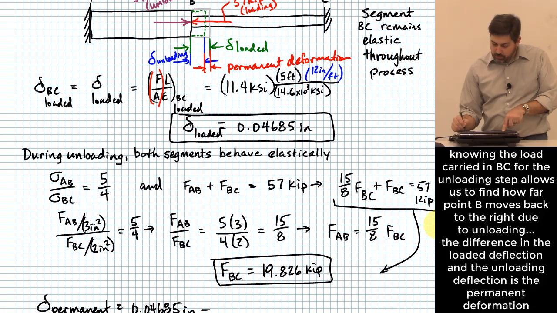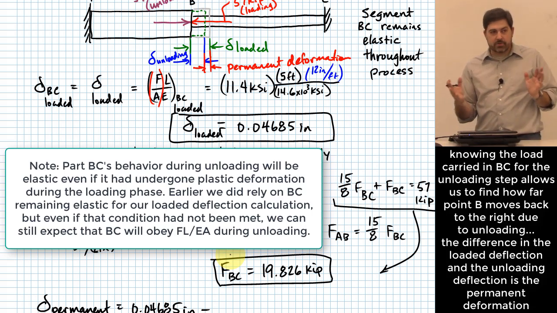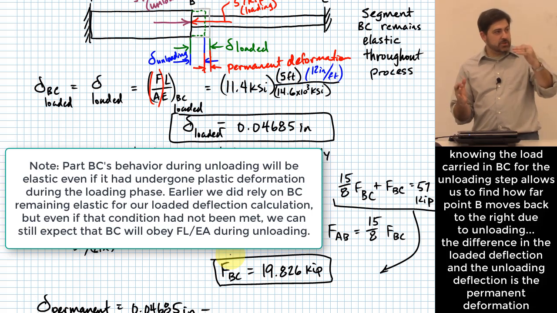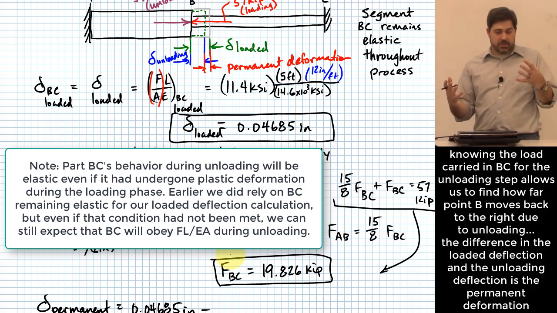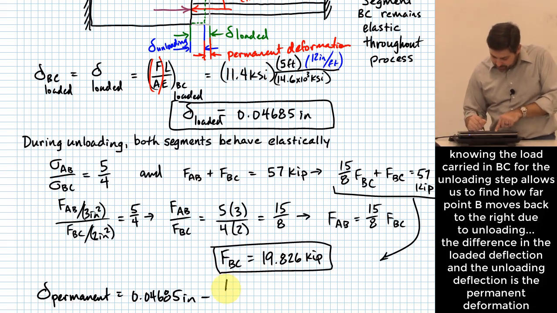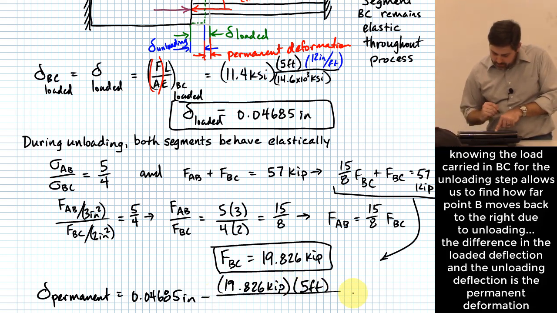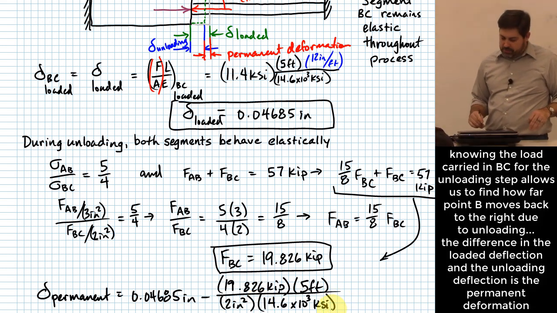Now I know how much force is specifically in rod BC, so I can use FL over EA for rod BC because rod BC has never started behaving plastically. It was on the verge of it, but it never got into where it was behaving plastically. So my FL over EA equation still works for it. That's an elastic equation, right? So I'm going to put in here 19.826 kips, that's F. L was 5 feet, over A was 2 square inches, and E is 14.6 times 10 to the third KSI.